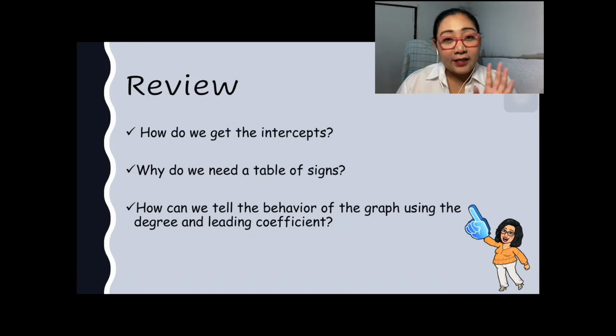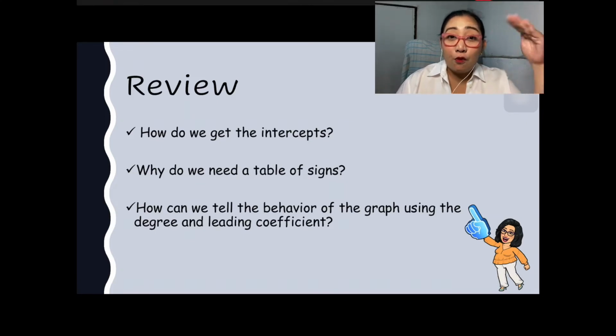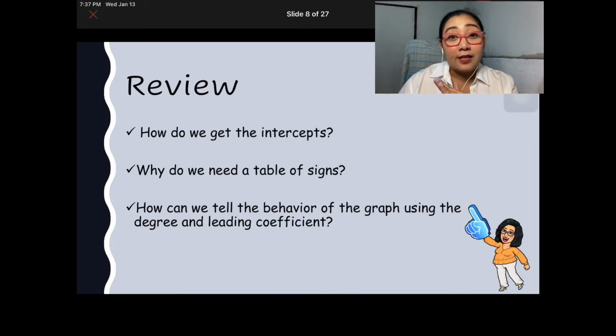Okay? And then the next aspect is what we call the behavior of the graph with regards to your x-axis. So, yung behavior ng graph with regards to x-axis, ginagamitan po natin yan ng x-intercepts. Okay? So, your x-intercepts create several areas in your Cartesian coordinate plane. Tapos po, titingnan natin kung nasaan yung graph with respect to your x-axis. Kung siya ba ay over or under ng ating x-axis.